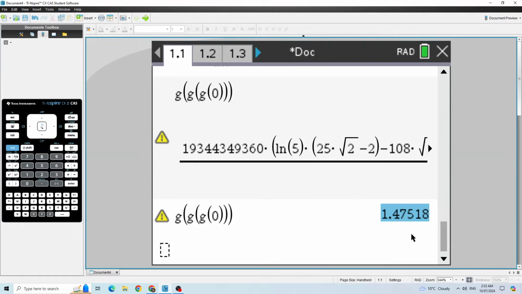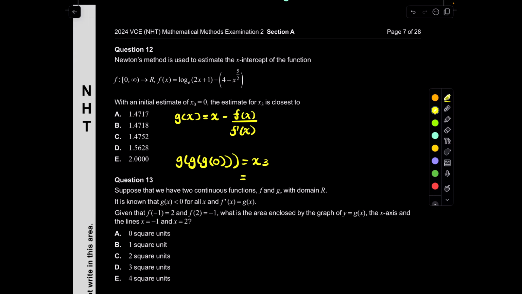How beautiful. So let's write that down. That's basically 1.47518, which looks like C, the closest. So 1.4752. Beautiful. So 12C.